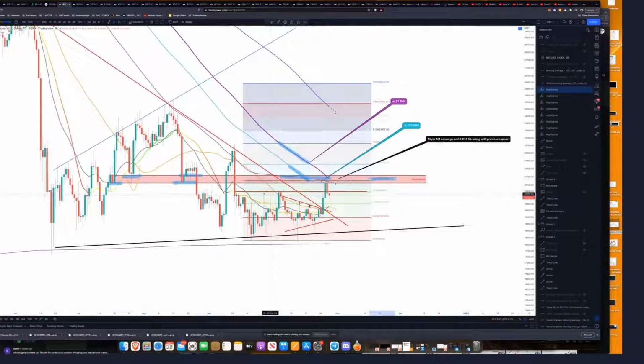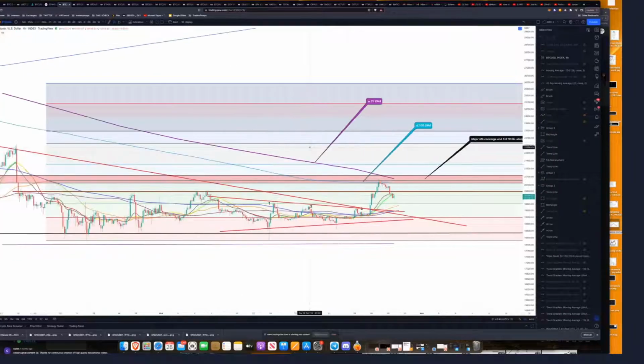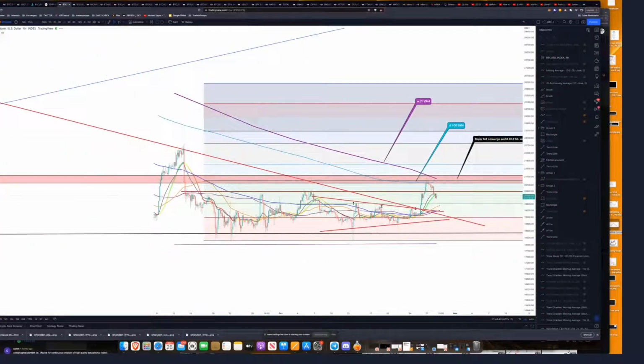Now the question is, it broke down. On the daily, it's broken down below this key support. It's broken down below this fib level. So that's bearish. It could be a bit of a fake out to the bottom side, but at the moment it is bearish. When we looked at this chart from a small time frame, let's just do that.